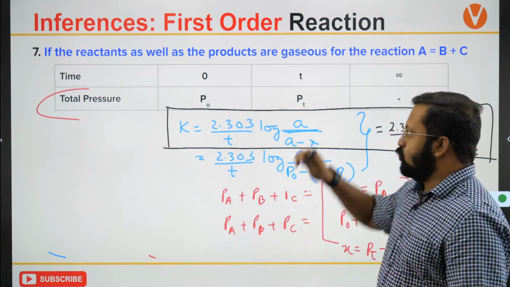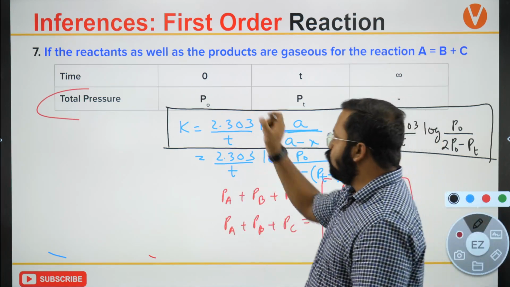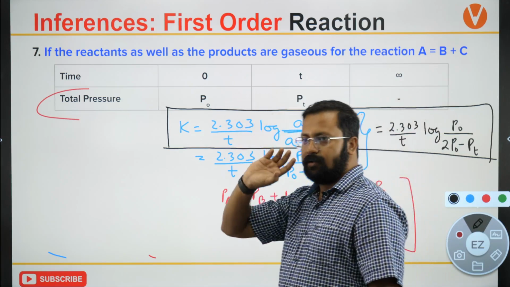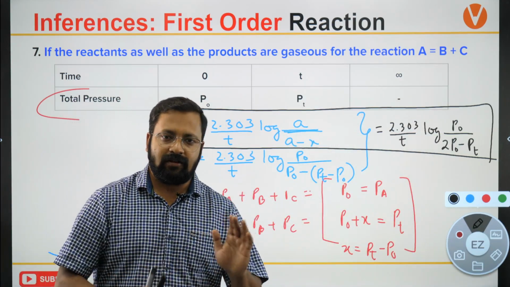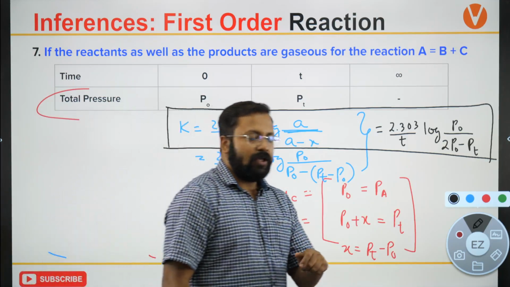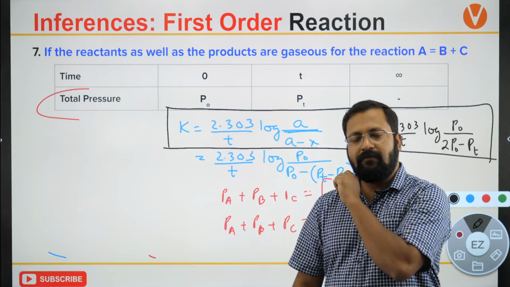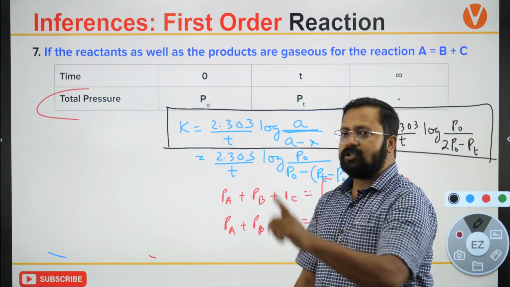On the basis of the given situation, you will very carefully utilize the values of pressure, because pressures can be given for anything. They can measure pressure for anything and give it to you in the question, and using that information you have to get the value of K.